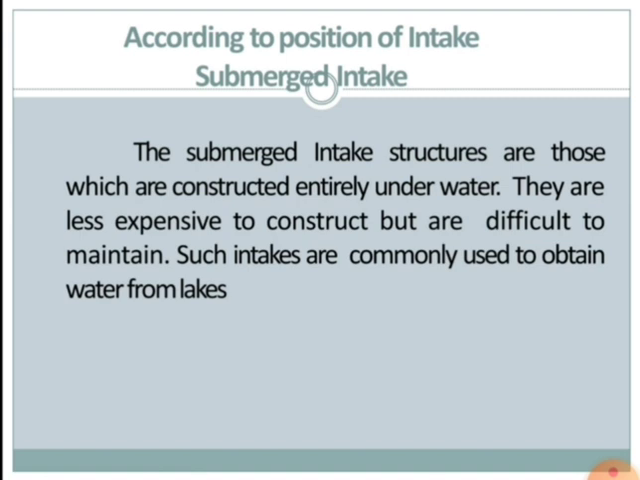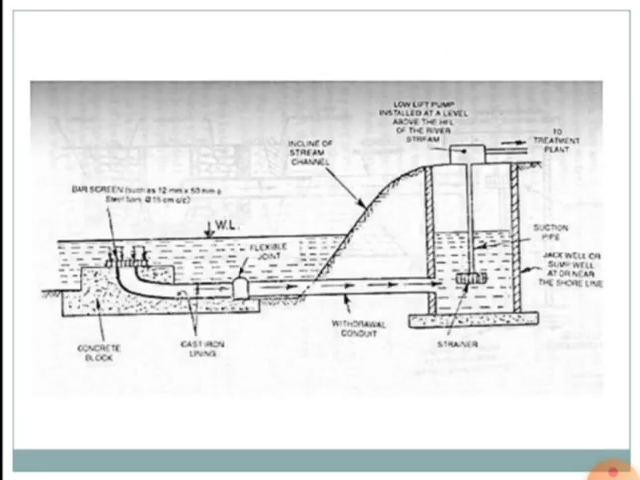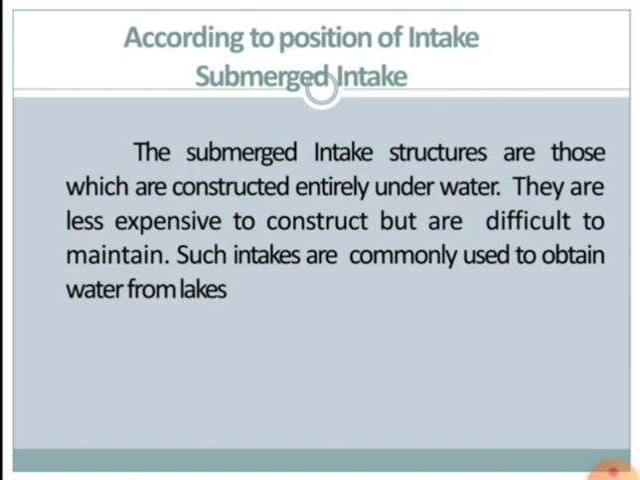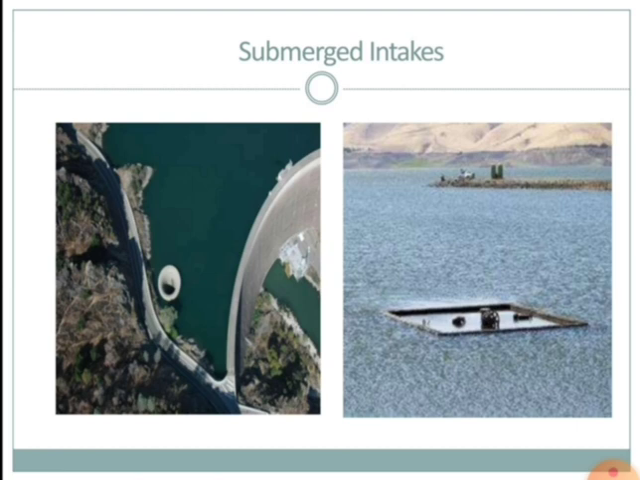Based on the position of the intake, intakes may be classified as submerged intakes and exposed intakes. So what is a submerged intake? A submerged intake structure is one that is constructed entirely underwater, like I told you in the case of a lake intake. They are less expensive to construct but are difficult to maintain, and such intakes are commonly used to obtain water from lakes. So that is a submerged intake. Here you can see in the figure, this shows a submerged intake.